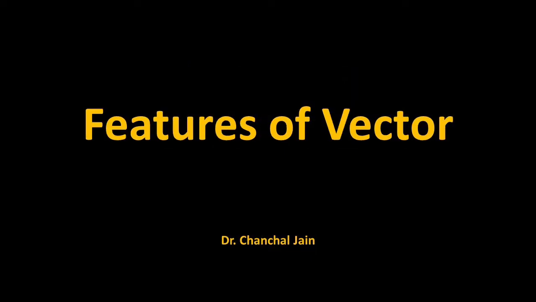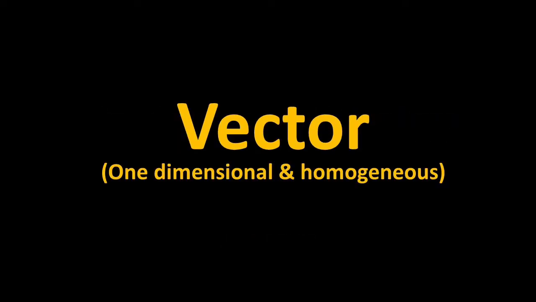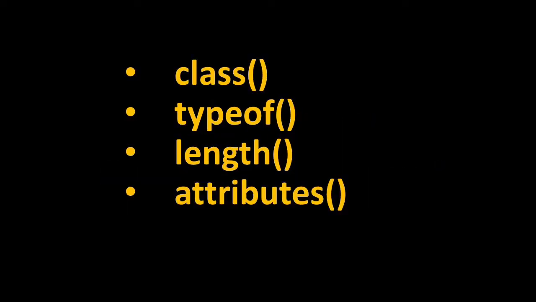One by one, we will see the features of all 6 data structures in our programming. Firstly, we will see the features of vector, as vector is a very basic kind of data structure. Vectors are one-dimensional and homogeneous in nature. That means a vector can store elements of the same data type. There are 4 functions with the help of which we can understand the characteristics of a vector. They are the class function, typeof function, length function and attributes function.